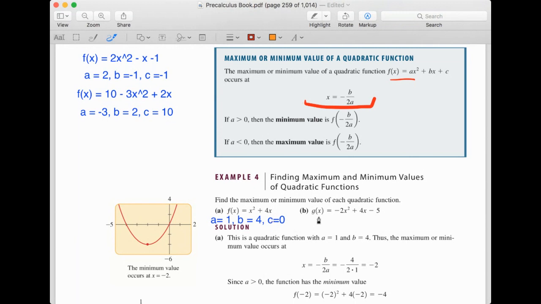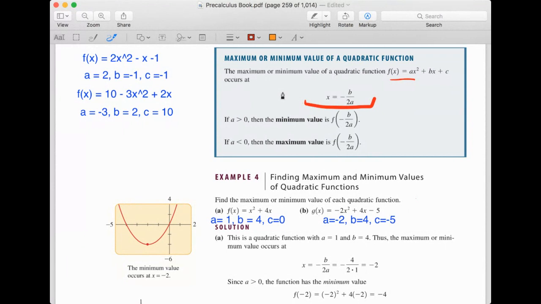Well, let's figure out this one. So g of x, let's also figure out a, b, c. A is the number before x squared, -2. B is the number before x, 4. C is the number itself, -5. Right, so this is what we do. Okay, now we know how to figure out a, b, c.